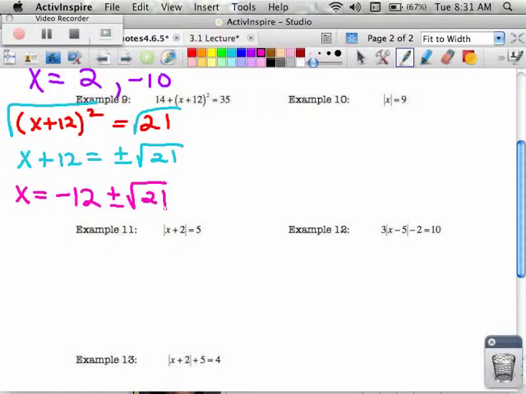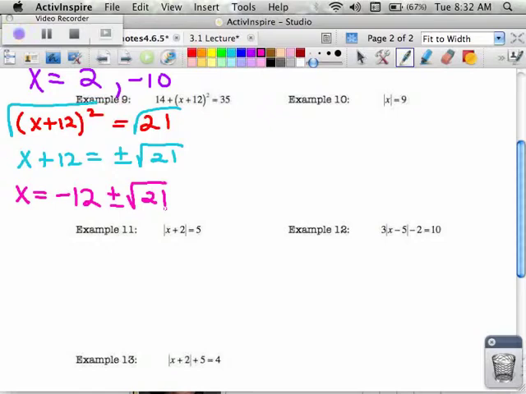In number 10, we're dealing with absolute value, and remember, when you shove something into the absolute value, it's talking about a directed distance from the center. In this case, there's nothing with the x, that means the center is 0. So the practical way to think about it is, what number could I shove in for x that when I shove it in, out pops a 9?